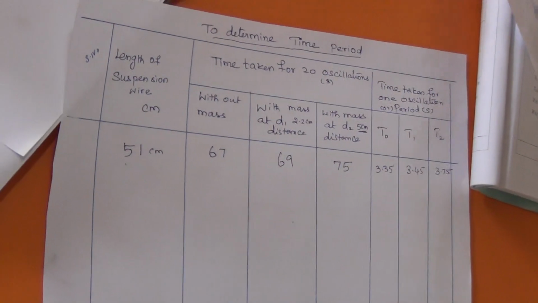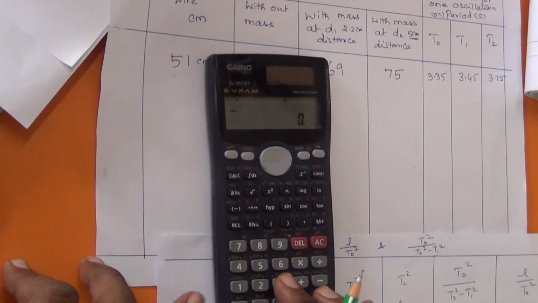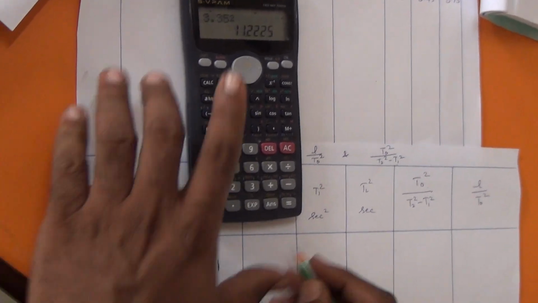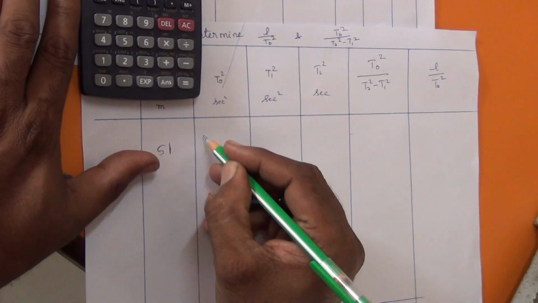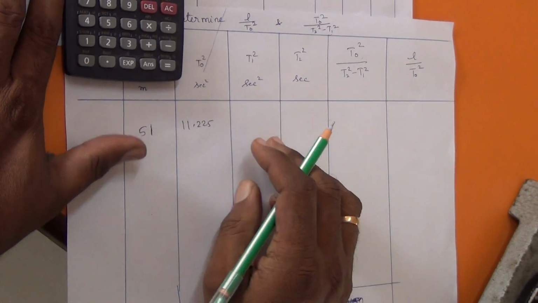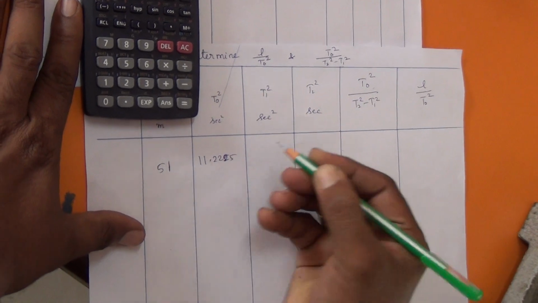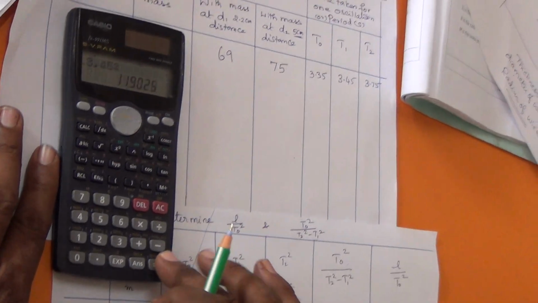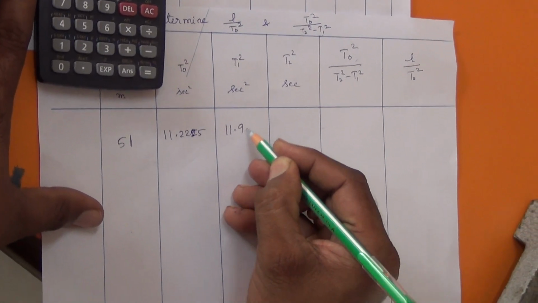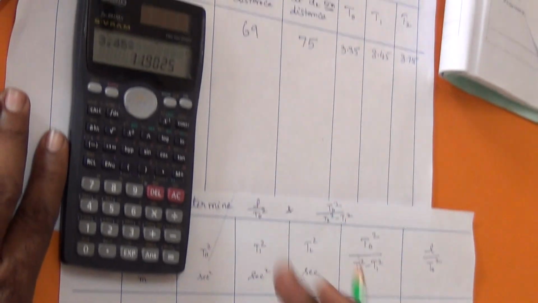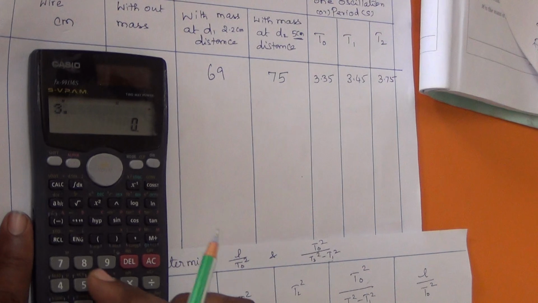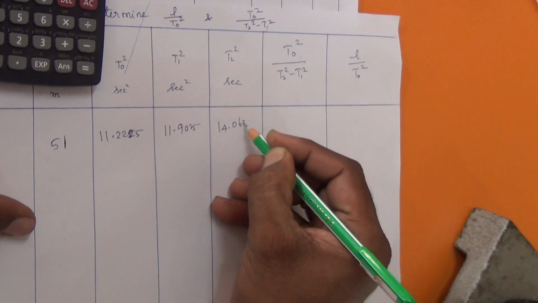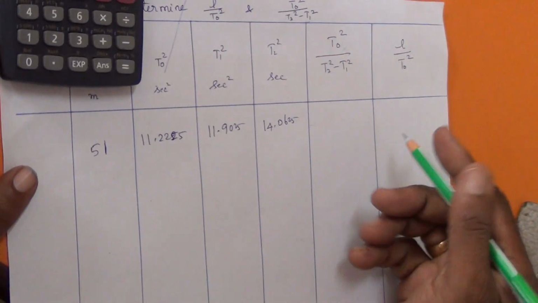3.35. Take the scientific calculator and find 3.35 whole square. The value is coming as 11.225. T1 is 3.45, just square it, 3.45 square, that is 11.9025. And T2 is 3.75, 3.75 whole square, that is 14.0625.